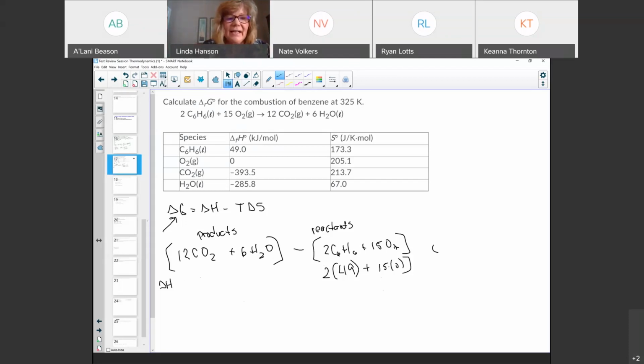The next in the line there is carbon dioxide. We had 12 units of carbon dioxide, so 12 times negative 393.5 plus, and then there's the water, and we had 6 units of water, so 6 times negative 285.8. Sum of the products minus reactants.